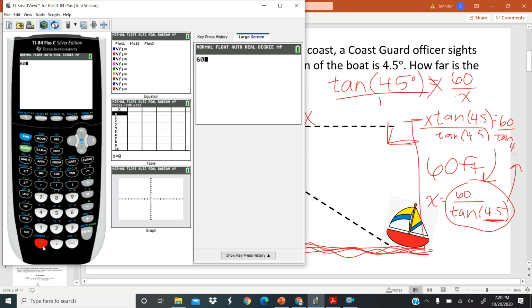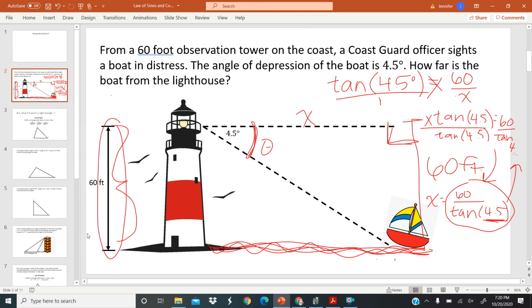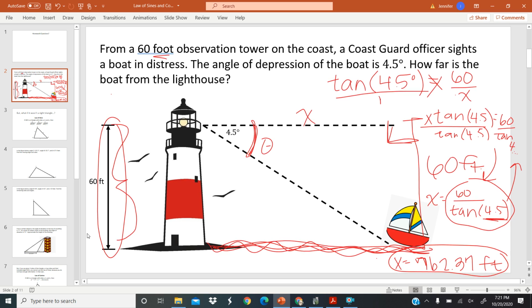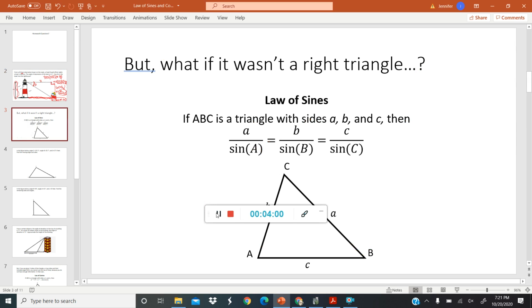And then we need 60 divided by tan 4.5. And we get 762.37. So x equals 762.37. And then it was a 60-foot observation tower, so that's going to be in feet. So even though that's kind of a tricky word problem, it's something that you should have seen in the past at some point where you can use SOHCAHTOA to solve it. But you can only use SOHCAHTOA when it's a right triangle.